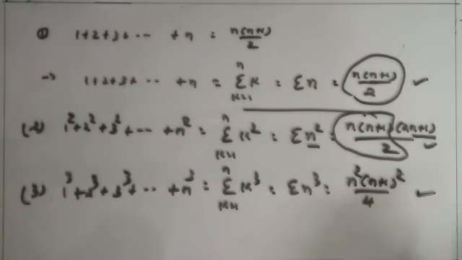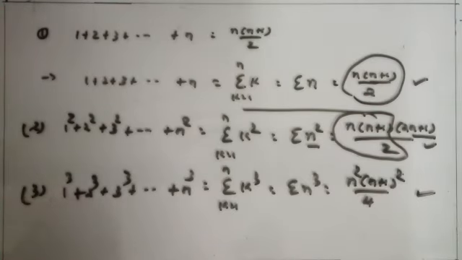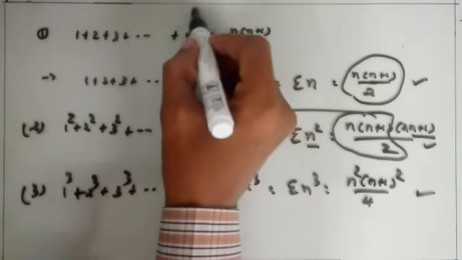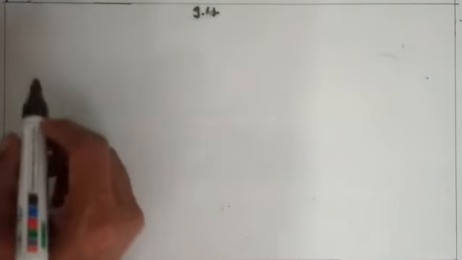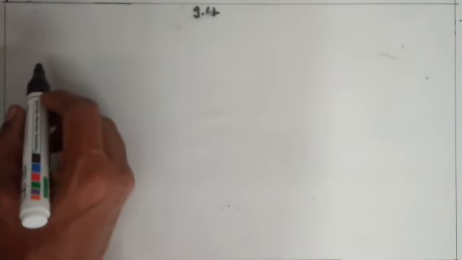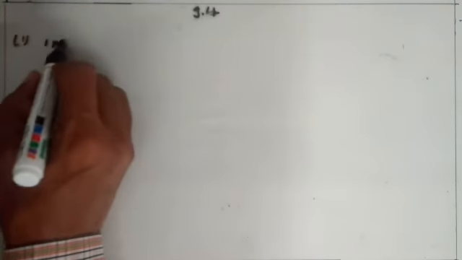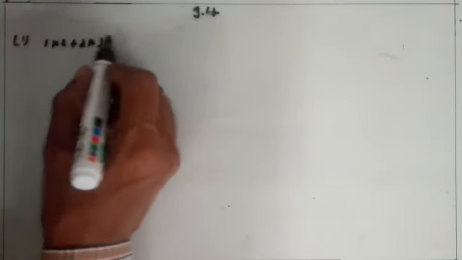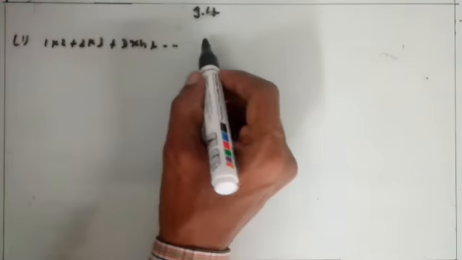Now here we discuss the solution of the exercise questions, exercise 9.4. First question: find the sum of n terms of the series in exercises 1 to 7. First question: 1 into 2 plus 2 into 3 plus 3 into 4 plus up to n terms.